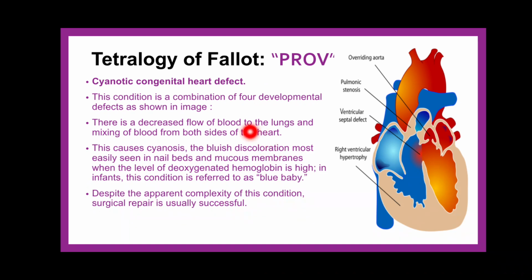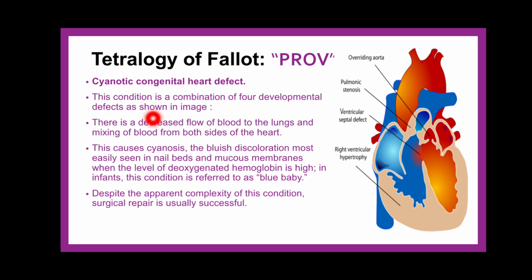Next is tetralogy of Fallot, which is remembered by this mnemonic PROV. What is PROV? P for pulmonary stenosis, R for right ventricular hypertrophy, O for overriding aorta, and V for ventricular septal defect. So this is nothing but tetralogy of Fallot. P for pulmonary stenosis, R for right ventricular hypertrophy, O for overriding aorta, and V for ventricular septal defect.